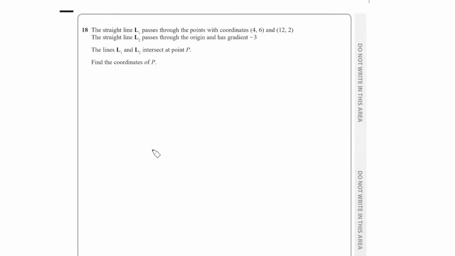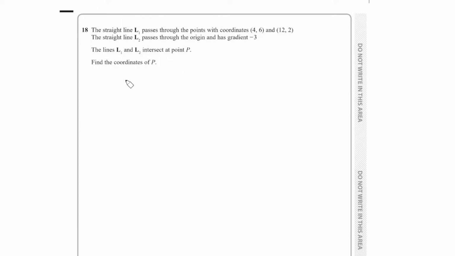Okay, question 18. Straight line L1 passes through the points with coordinates (4, 6) and (12, 2). The straight line L2 passes through the origin and has a gradient of -3. Lines L1 and L2 intersect at point P. Find the coordinates of P. So, in my head, this is effectively the same as simultaneous equations. We're doing the same thing again. Under the context of straight lines, it is just simultaneous equations.